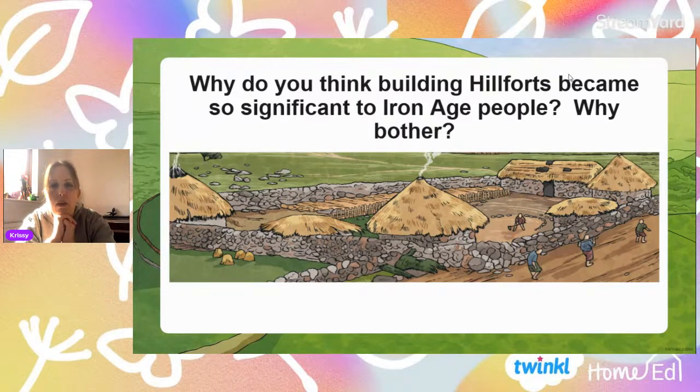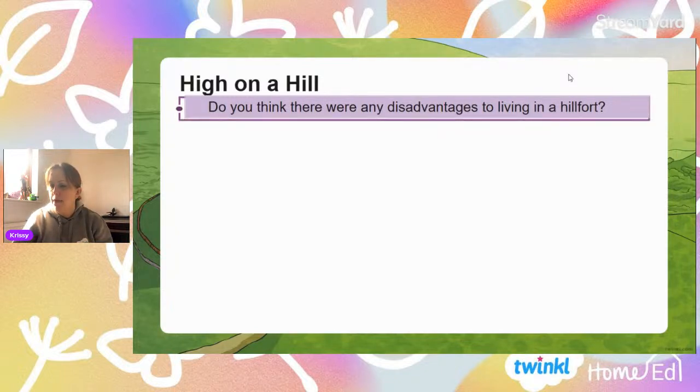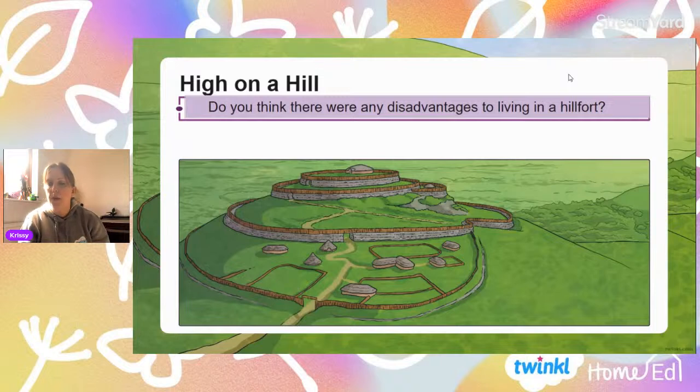Well, why bother? You can see here it's different, isn't it? We've got this hill fort, with a wall around it. Why do you think you would bother? Because some hill forts become absolutely massive. So they become huge permanent settlements. So why? Well, safety is the biggest one.